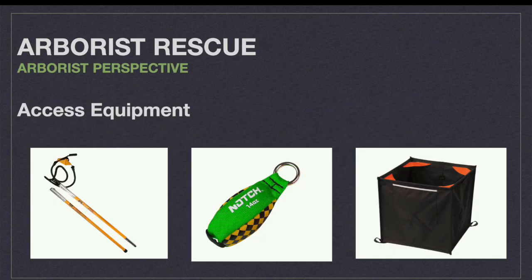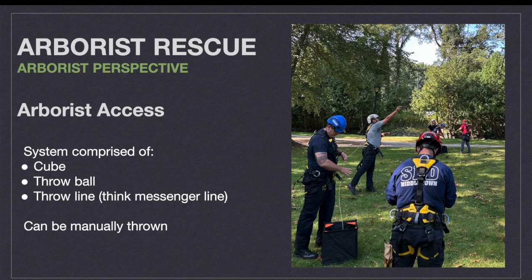So access equipment. Access equipment is very important for arborists, obviously, to get into a tree to do their work, but is also very important for us because we might need to employ a lot of the same techniques they use to access them when a ladder isn't available. So from left to right, we have a big slingshot called the Big Shot. We have a throw ball, which comes in all different sizes and weights, and then a cube, which stores our throw line. So these basic components make up our system to make access.